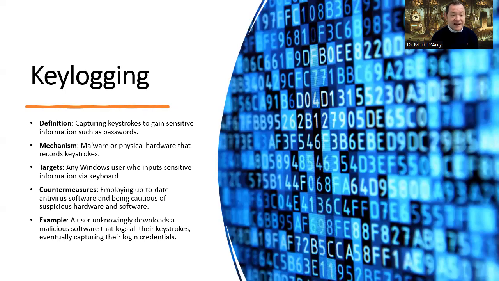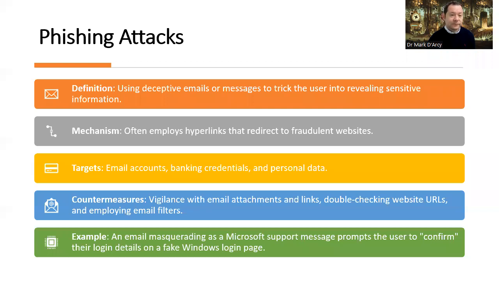Countermeasures, employing up-to-date antivirus software and being cautious of suspicious hardware and software. A lot of people are not cautious enough when they're at work or even at home with their IT. So an example, a user unknowingly downloads a malicious software that logs all their keystrokes. Click on a link you shouldn't, that kind of thing. Eventually, this captures their login credentials or even things like credit card numbers or that sort of thing.